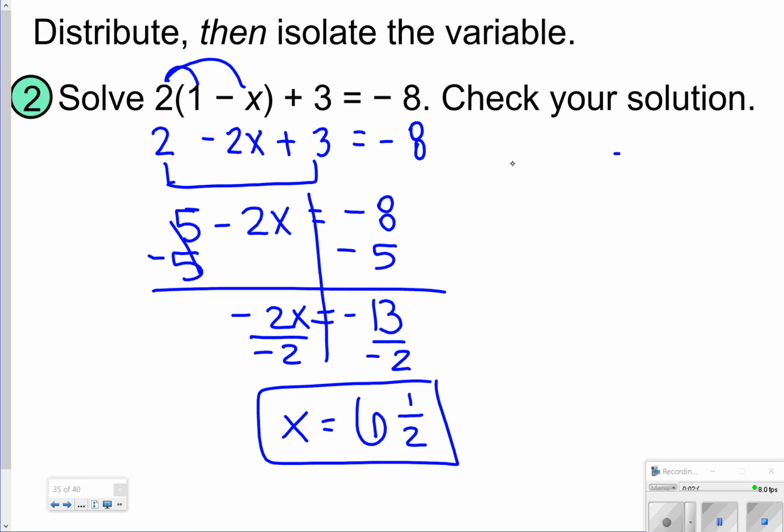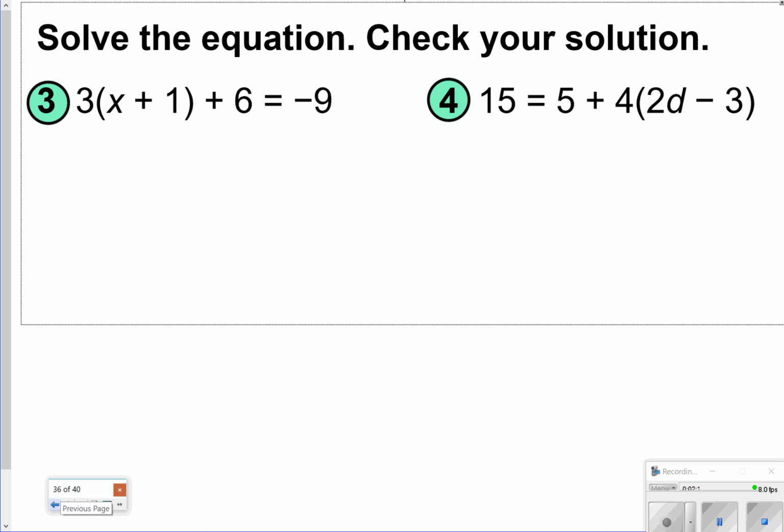So if you want to take the time now to pause right here and just show how we tried the distributive property, that would be good. Once you're done, click play so you can try number 3. All right, so here's 3 and 4. So what we're going to do is, again, try these with the distributive property. Let's go ahead and pause right here and then click play once you're ready to check both answers.